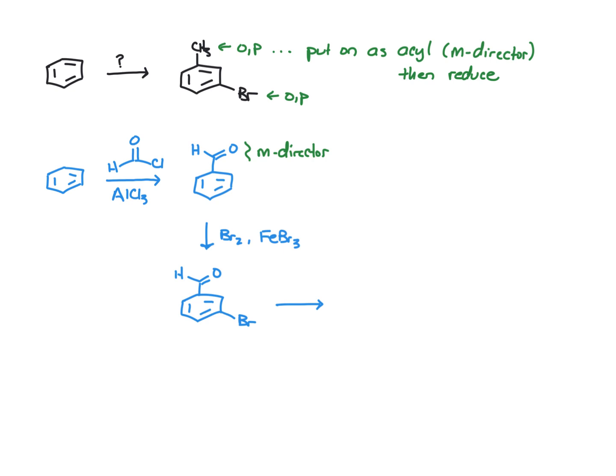There's a couple of different conditions you can use for this. We can use the Clemmensen reduction or the Wolff-Kishner reduction. I'll just use Clemmensen, which is zinc amalgam and hydrochloric acid. And that reduces this carbon all the way to the CH3. And that gives us our desired product.